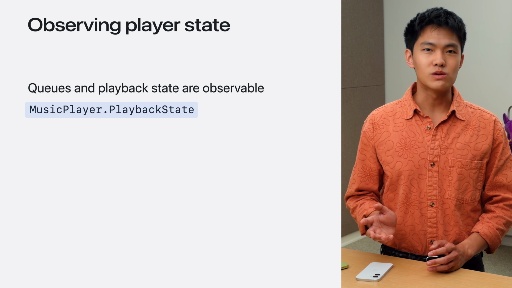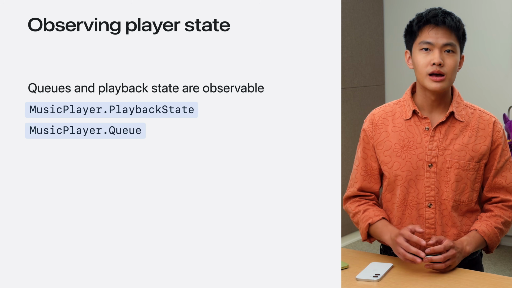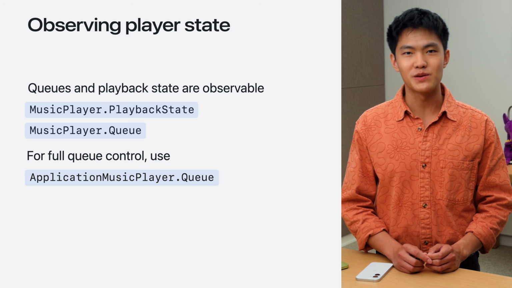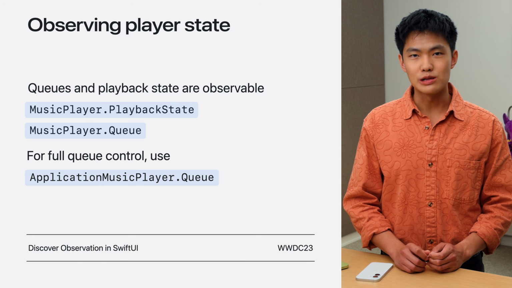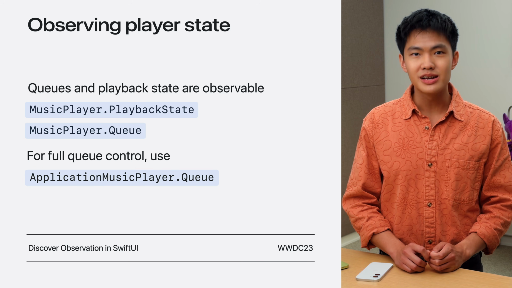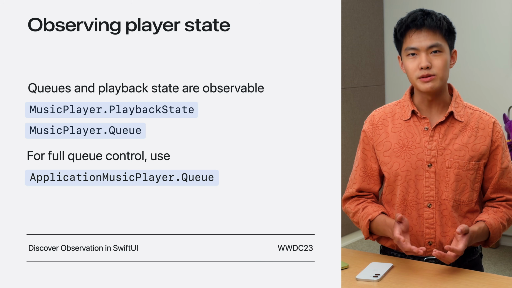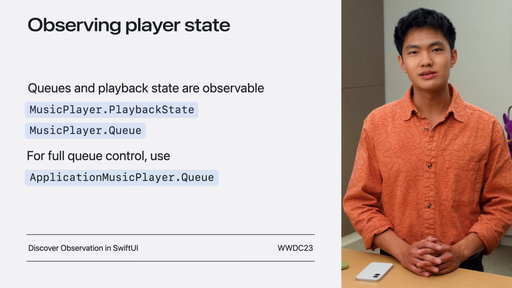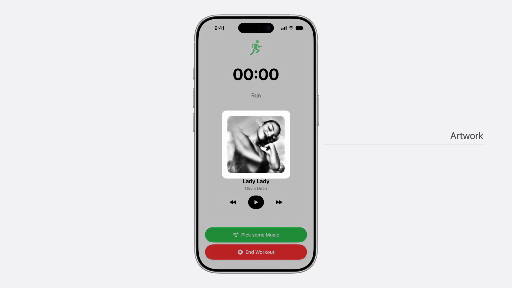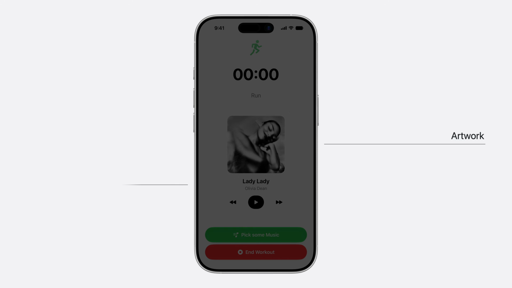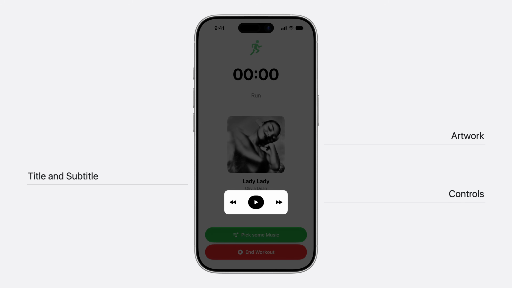ApplicationMusicPlayer has a queue where you have full control. These are observable classes that you can use directly in your SwiftUI view. To learn more about observation in Swift, check out the Discover Observation in SwiftUI session from WWDC 2023. In the Workout app, I'd like to put the artwork front and center during a workout. I'll also show the title and subtitle of the current song, and a set of controls.